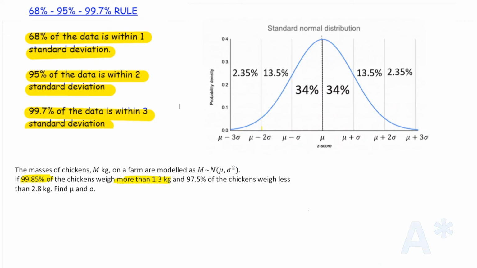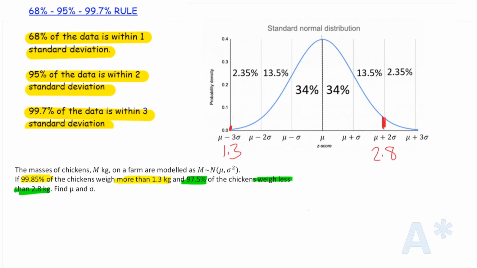99.85% weigh more than 1.3 kilograms. Where on the diagram is a point that is exceeded by 99.85%? Well, that's going to be right here. Mu minus 3 standard deviations. There is 99.85% above this particular point. So that's where the 1.3 kilograms is going to go. 97.5%. Where on the diagram can I mark to show that 97.5% of chickens weigh less than this value? Well, that's going to be here. This is going to be 2.8 kilograms.